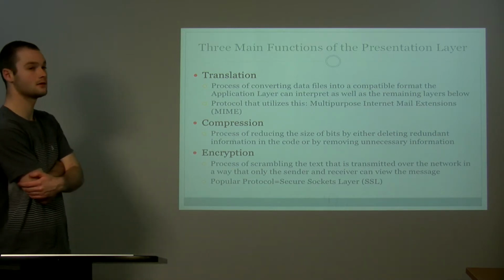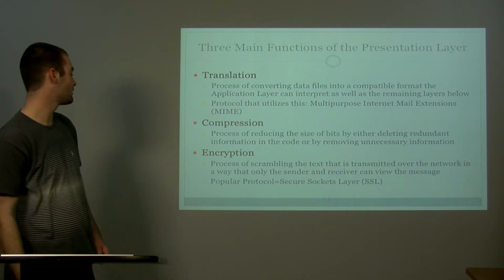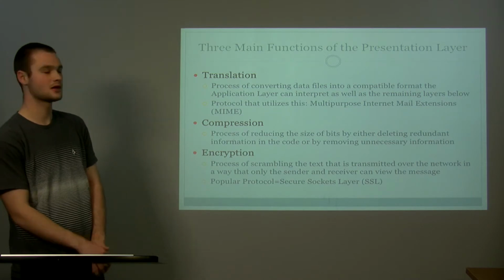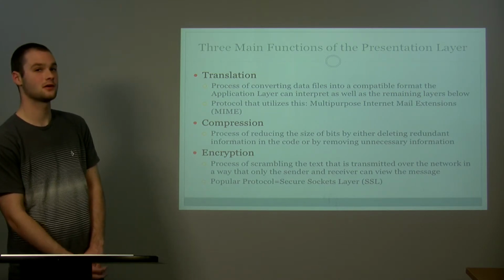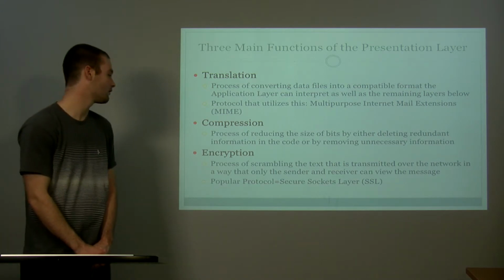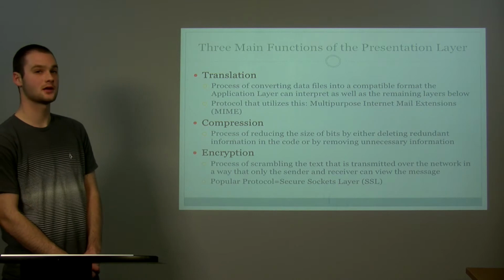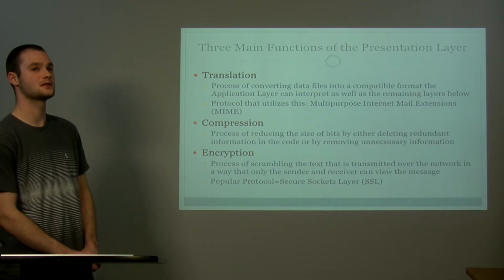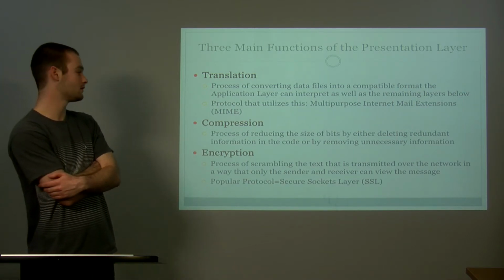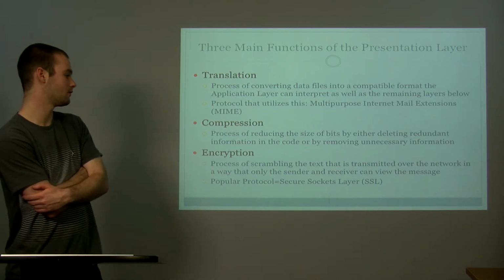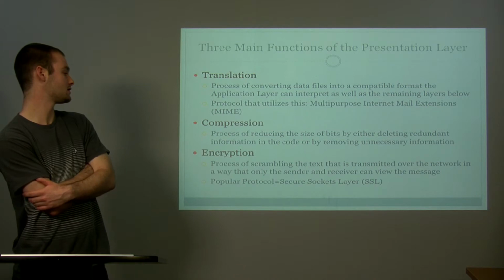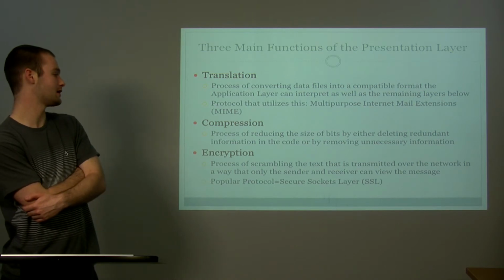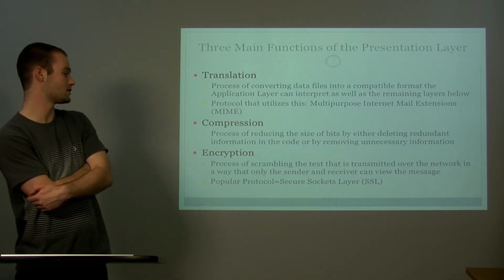And finally, encryption, probably the most important function of this layer. Encryption is basically the process of scrambling the text that is transmitted over the network so that no one else can see it in a way that only the sender and receiver can view it. One popular protocol that utilizes this is the Secure Sockets Layer. This is basically a form of encryption that works on a lot of websites, such as the Penn State Angel website or different commerce websites like Amazon or your local online bank. It just scrambles the message, the plain text that you're sending across, so that no one else can tap into your packets with Wireshark and see what you're sending.